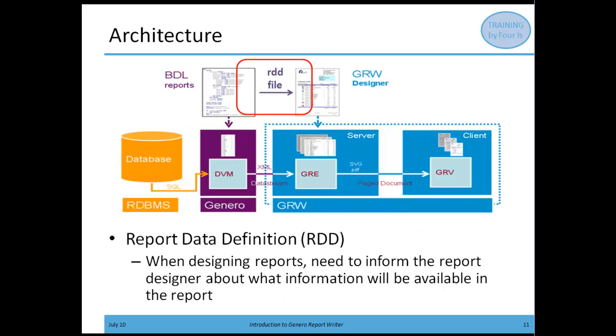The last piece of the architecture I want to talk about is what we call the RDD file, or the data view. When I start to design my report, I need to know what information is being streamed across by my application. The way we do this is through an RDD file. The RDD file is created according to your BDL application. So we have a step in there where, once I've written my BDL report application, I'm going to extract the information to create the RDD file. Then when I go to design a report, I select which RDD file I want to use as my basis so that I know what fields are being streamed across.